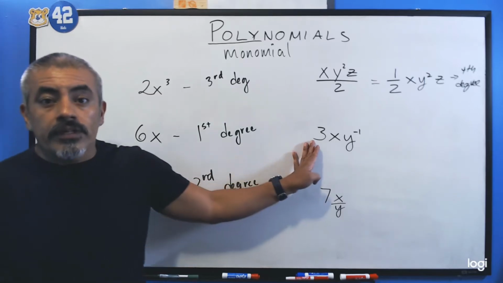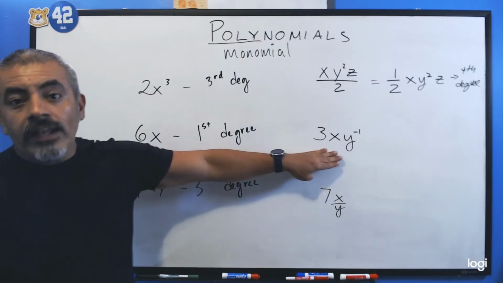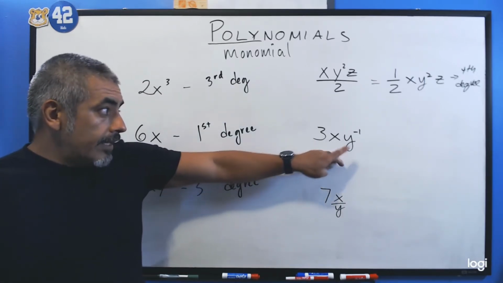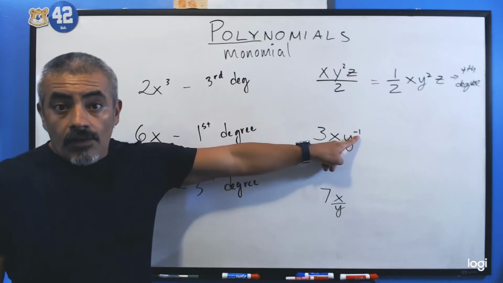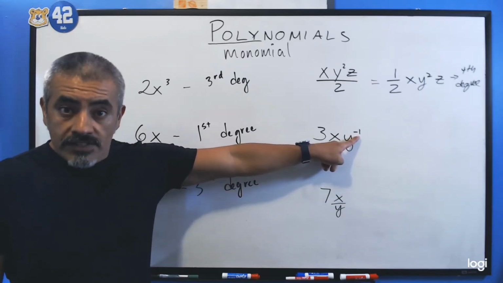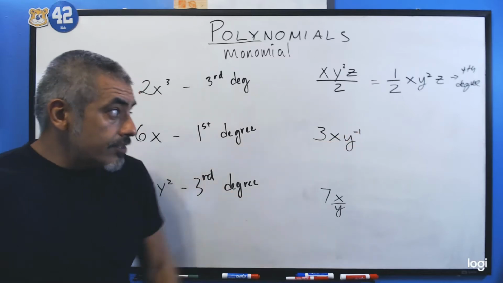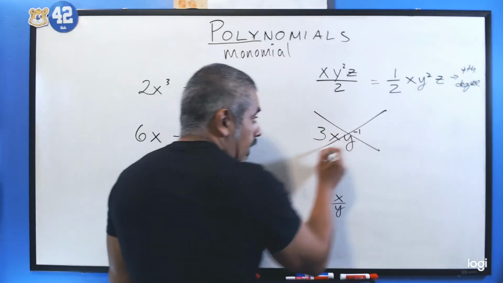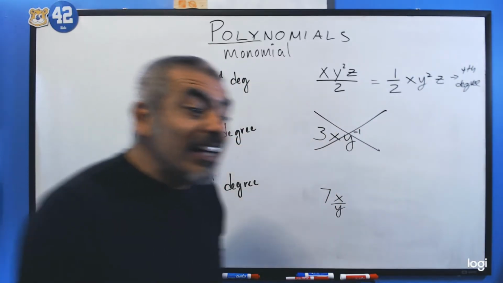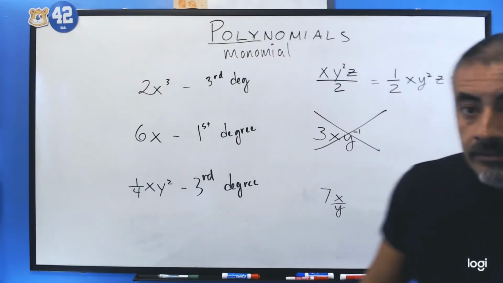Now we go to this one. Now this one already has a problem in that it violates the law that says that these have to be positive integers or 0. This is a negative integer, so right away we're going to say this is not a monomial. We're not even going to consider the degree. We're not going to consider any of that.